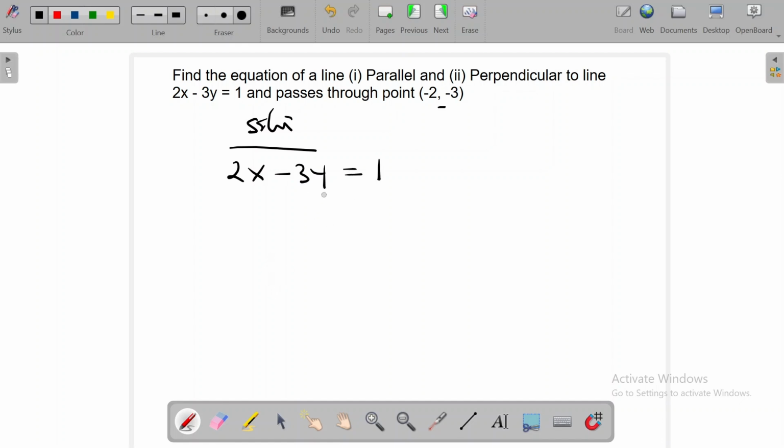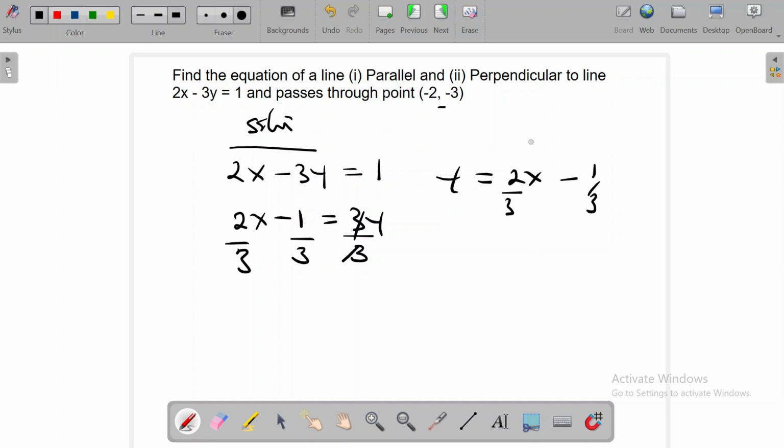So this simply means if I make y the subject of the formula, it becomes 2x minus 1 is equal to 3y. So if you divide here by 3, and here by 3 over 3, I can say y is the same thing as saying 2x over 3 minus 1 over 3. So we know the slope should be 2 over 3. And the intercept, which is c, is 0, comma what? Negative 1 over 3.